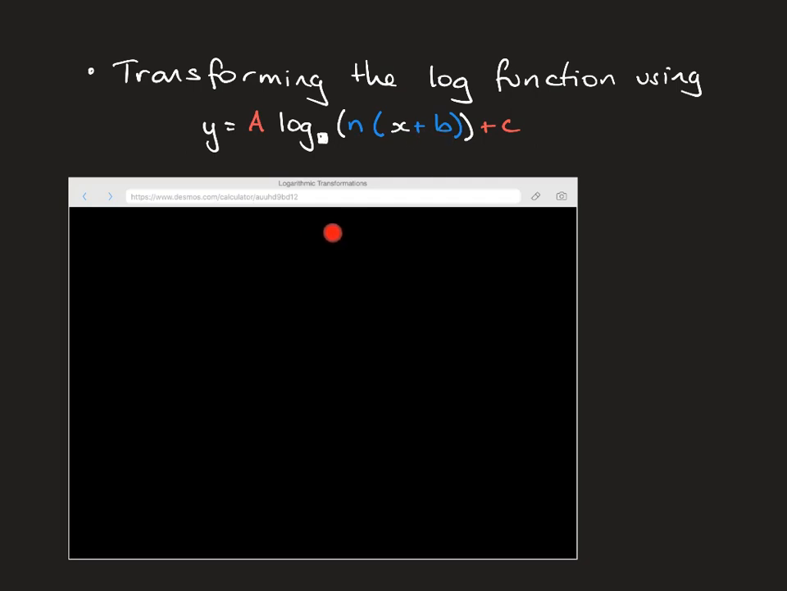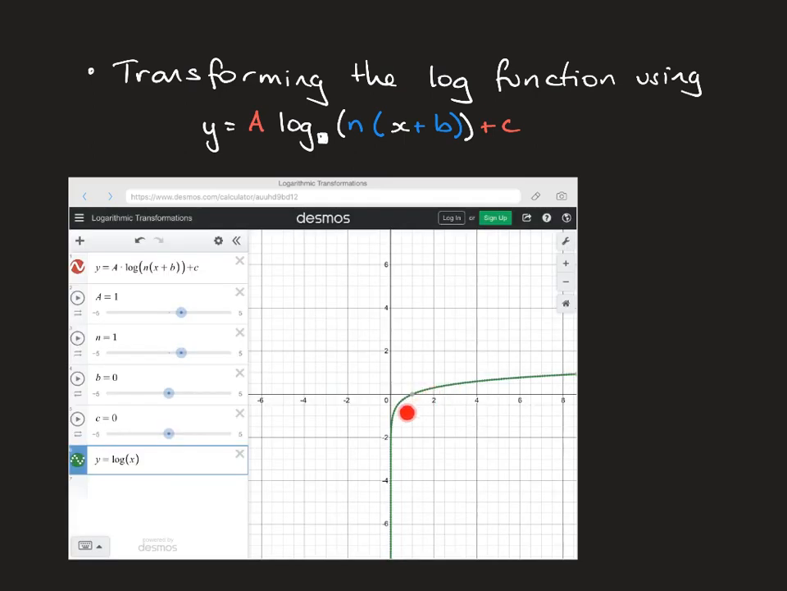So I have a Desmos set up here. Hopefully this will allow me to play. You can see that I have y is equal to a log(nx + b) + c set up here, and I've got some sliders for the value of a, b and c. And the dotted green line is y is equal to log of x, just for a reference to see what happens. So now I'm going to change the value of a and watch what happens.